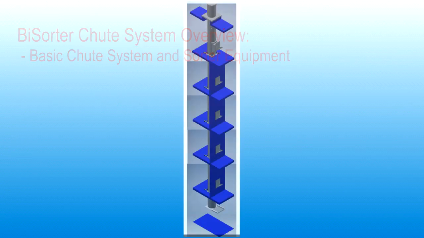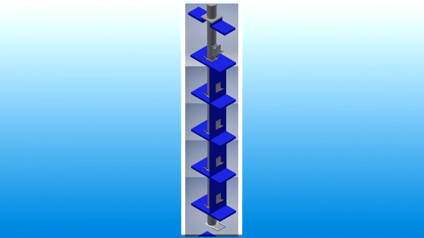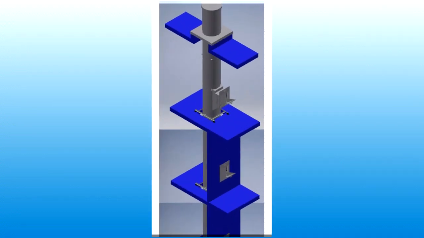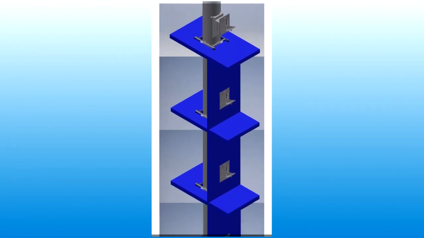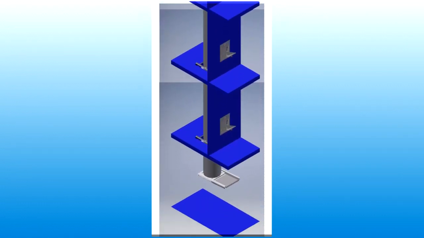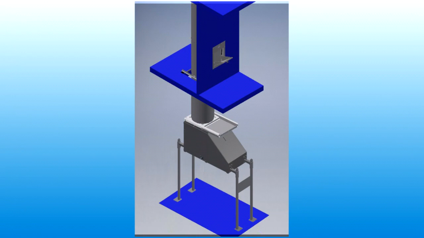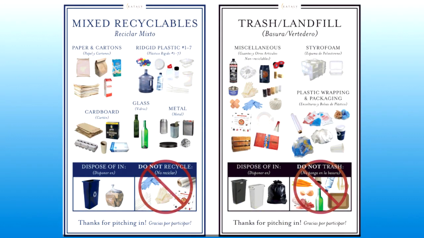The basic form of a chute is a cylindrical pipe installed between each floor of a high-rise building with access doors on each level. Waste falls down through the chute to a collection point at the bottom. Bi-Sorter equipment is installed under the chute outlet and above waste containers. The purpose of adding sorter equipment is to separate different types of materials from a waste stream passing through the chute.